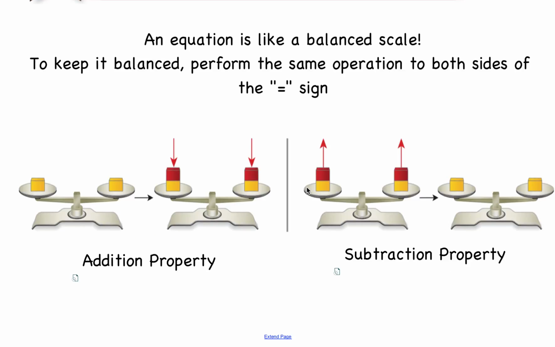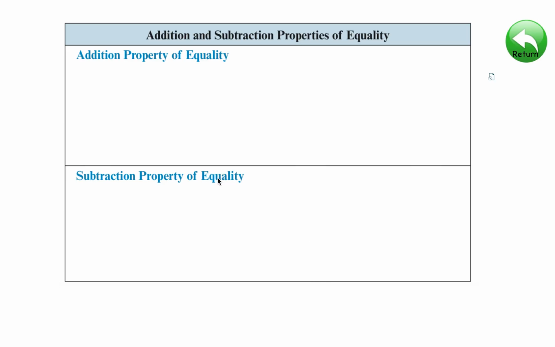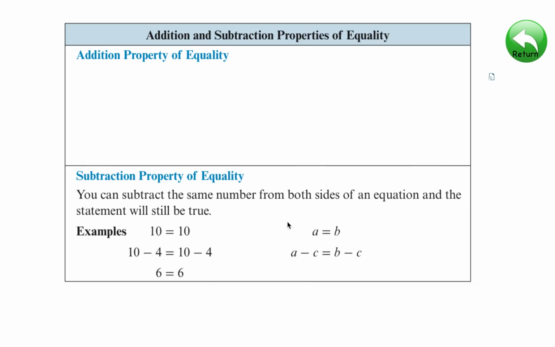So then the subtraction property is very similar. If we start off with a balanced scale, we can take off the same amount of weight from both sides and our scale will stay balanced. So mathematically speaking, what that says is that you can subtract the same number from both sides of an equation and the statement will still be true.